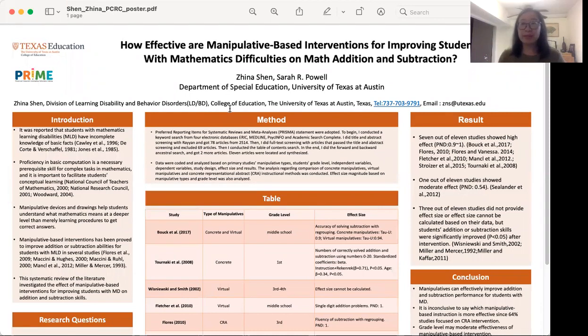My name is Zina Shen, and my advisor is Sarah Powell. I'm from the Division of Learning Disability and Behavior Disorders at the University of Texas at Austin.